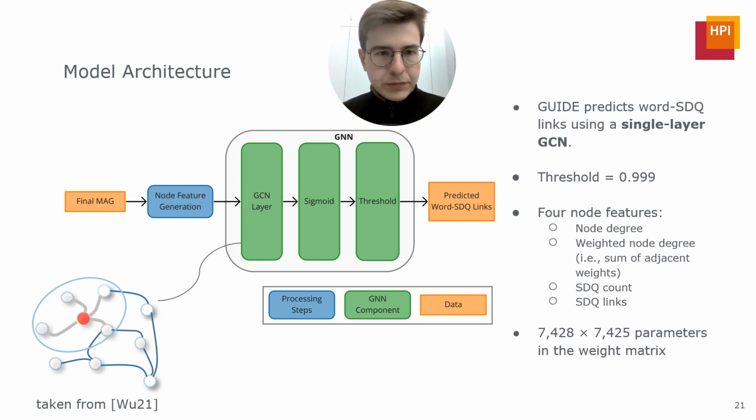For each node, we use 4 node features: node degree, weighted node degree, semantic domain question count, and semantic domain question links. Because we have 7,425 semantic domain questions and 3 additional features, we end up with a 7,428 times 7,425 parameter weight matrix. The first value of the output feature vector corresponds to the likelihood that the respective word is linked to the first semantic domain question, the second value to the second semantic domain question, and so on.